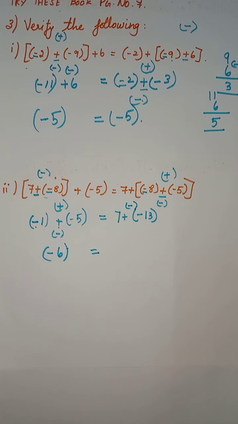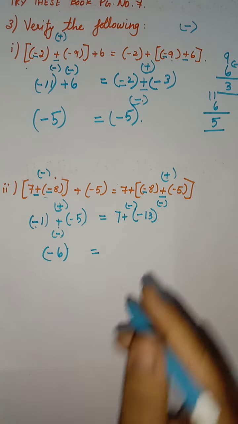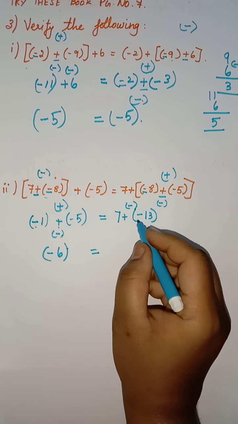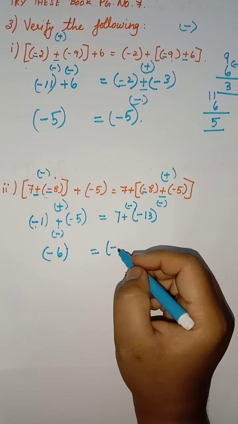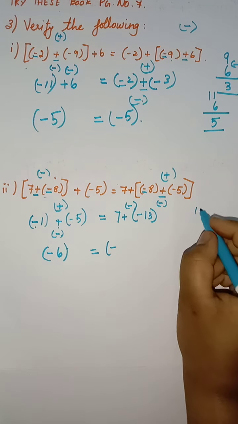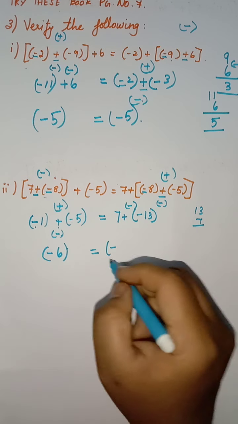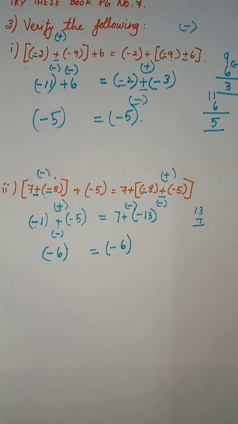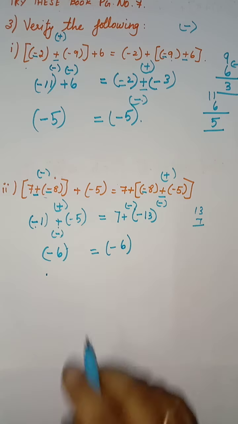And the second step is what? We have to see the biggest number's symbol. So the biggest number's symbol is what? Between 7 and 13, 13 is the biggest number, so we take that minus. Now 13 minus 7 is what? It is 6. So now these two sides are also equal. Here it is minus 6, here it is minus 6.